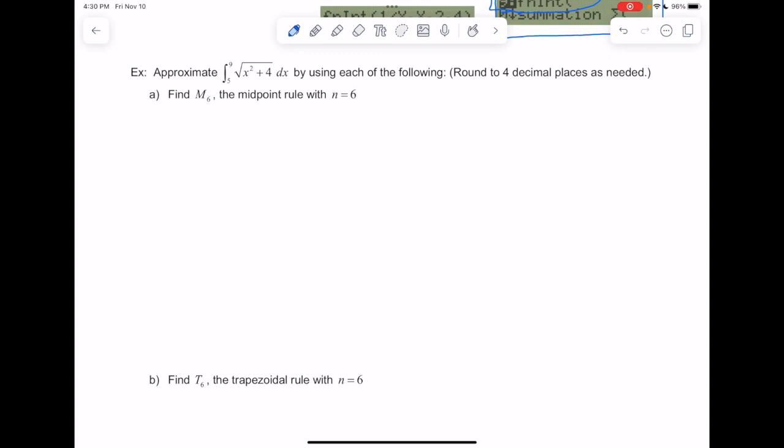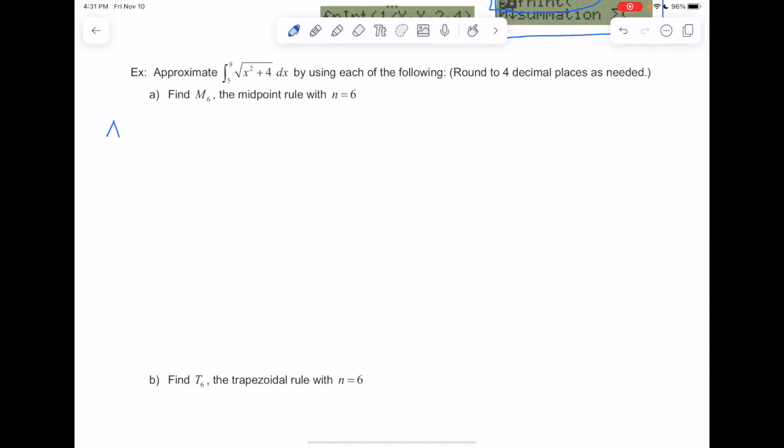We'll round to 4 decimal places like we did before. We're going to up the size a little bit, so we're going to go with 6 subintervals, and we're going to start off with the midpoint rule, and then we'll do the trapezoid rule, Simpson's rule, and finally fnInt. So we take a look at this in all those different modes. All right, so let's start off with the M6.